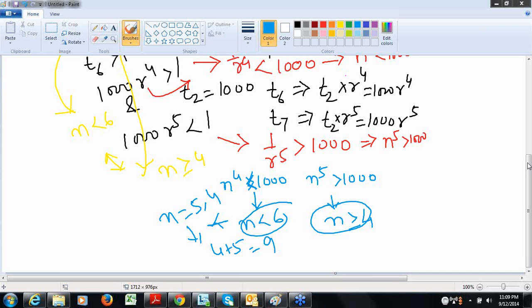Similarly, if n to the power 5 is greater than 1000, that means what? n has to be greater than or equal to 4. If n is less than 4, that means n is 3. So n is 3 means 3 to the power 5 is what? 81 into 3, 243. Okay? Everybody got it? Yes. Okay. Let me move ahead then.